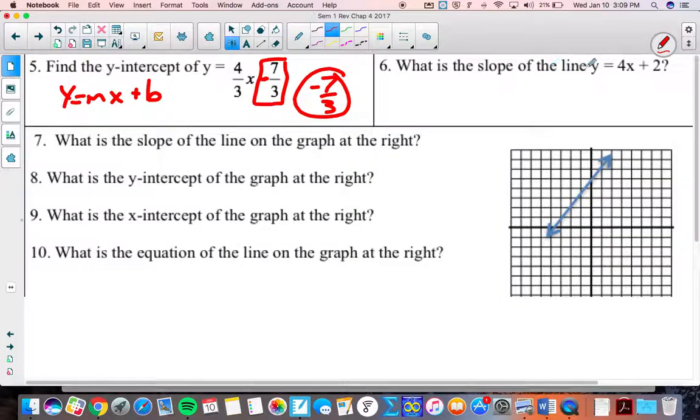What is the slope of the line y equals 4x plus 2? Same thing, this is in slope-intercept form. The slope is the value being multiplied with the x, so the slope is 4.